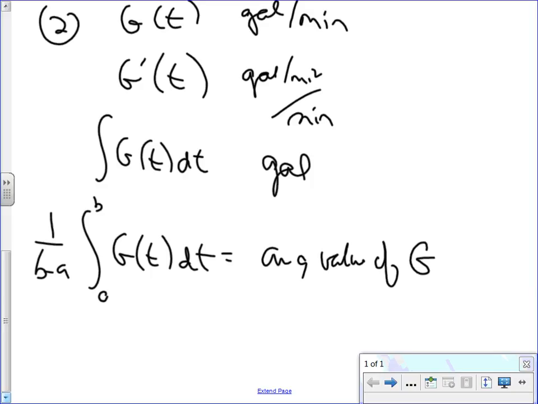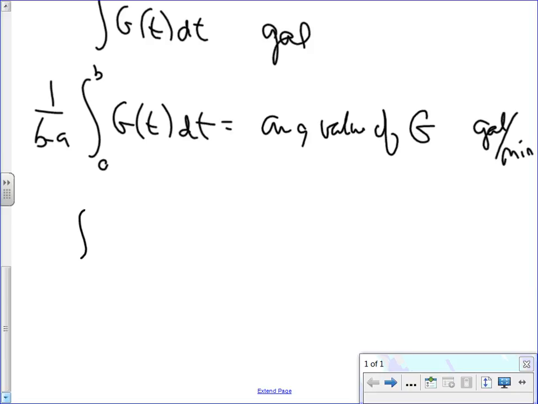So it's going to be gallons per minute. Whereas just this, the integral from A to B of G, what does it actually measure?